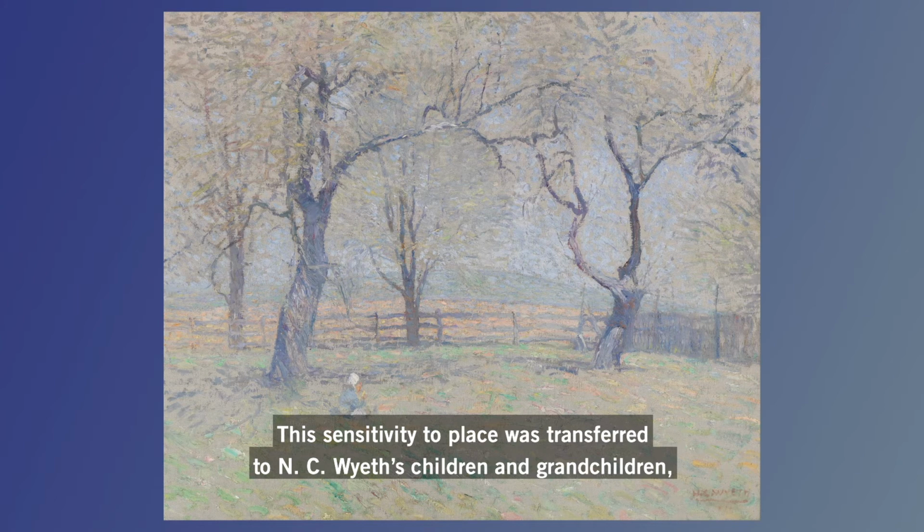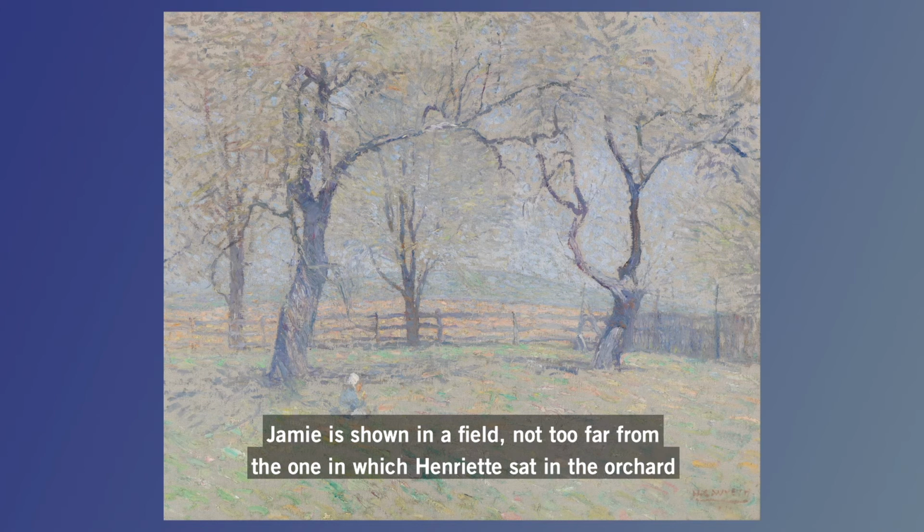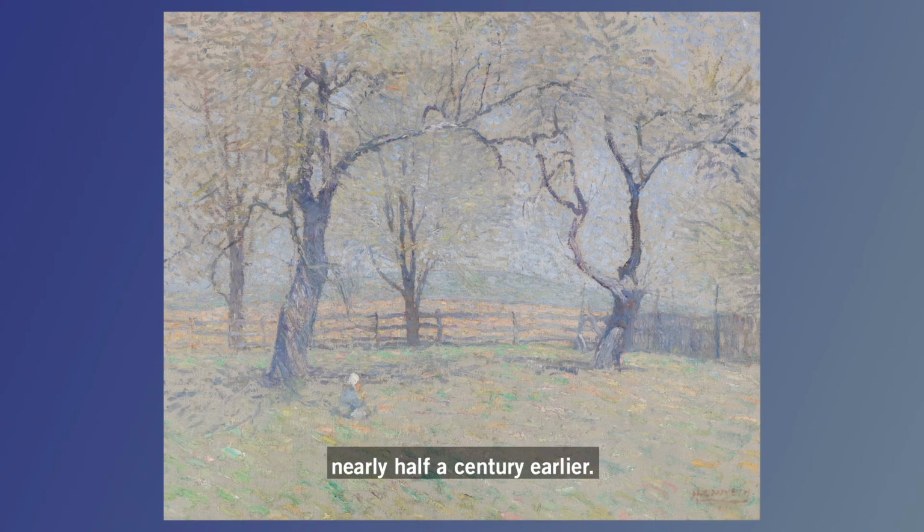This sensitivity to place was transferred to N.C. Wyeth's children and grandchildren. In the painting Far Away, which N.C. Wyeth's son Andrew painted of his son Jamie in 1952, Jamie is shown in a field, not too far from the one in which Henriette sat in the orchard nearly half a century earlier.